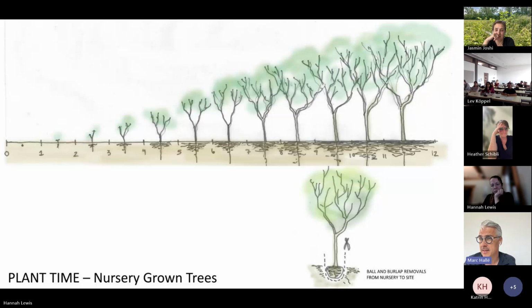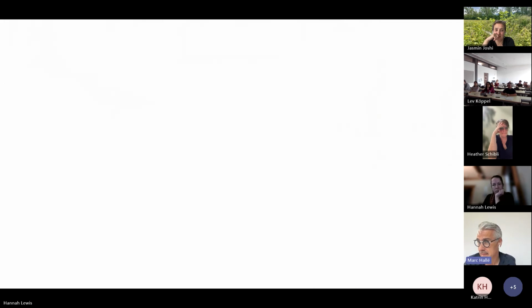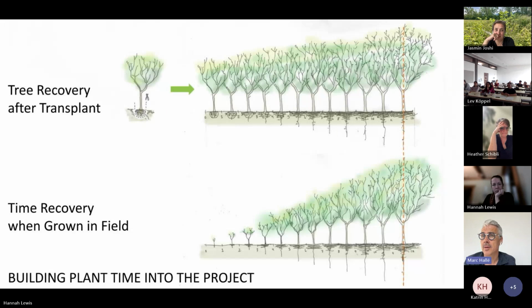And if we look at the next slide, when this gets planted into a landscape, look at the top one, the tree recovery after transplant. The tree is trying to overcome this trauma and spends a lot of its energy just rebuilding its roots. And you can see on the canopy, it's not really growing that fast. What if we could somehow find a way to absorb that time, not in the nursery, but on the site, and recover that time period in the field on the site?